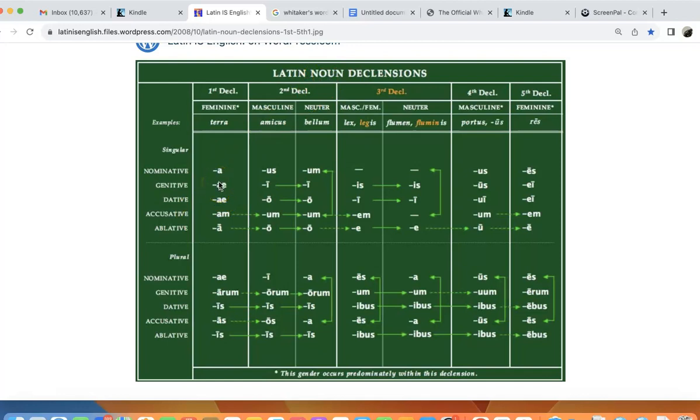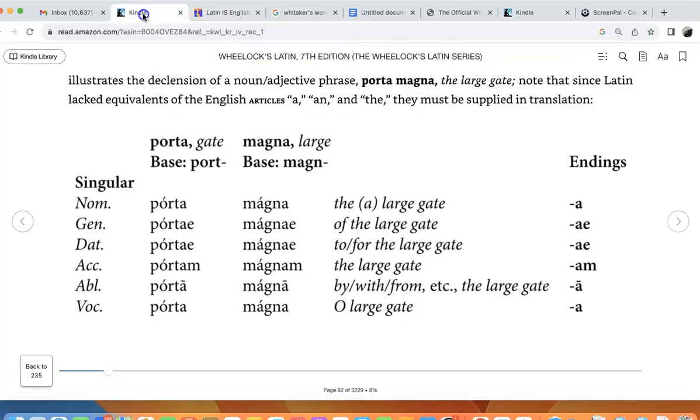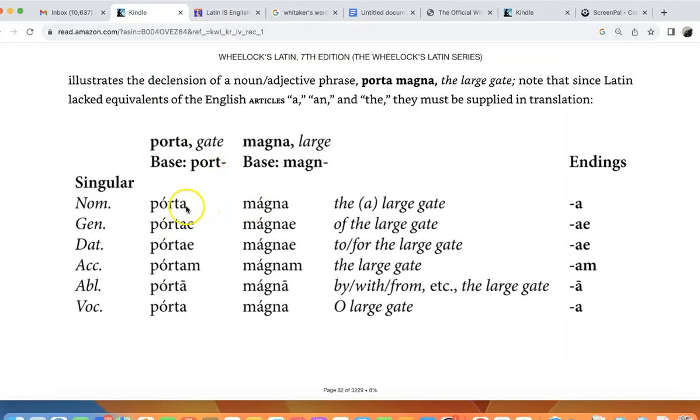English doesn't. English uses word order. Latin uses endings. So we go back to our example here. Here's our a, and you can see here this means, and this is in the singular, by the way, so here are our endings over here. So porta magna. Latin also likes to put the adjective, which also has an ending, after the noun, whereas in English we would do it vice versa.